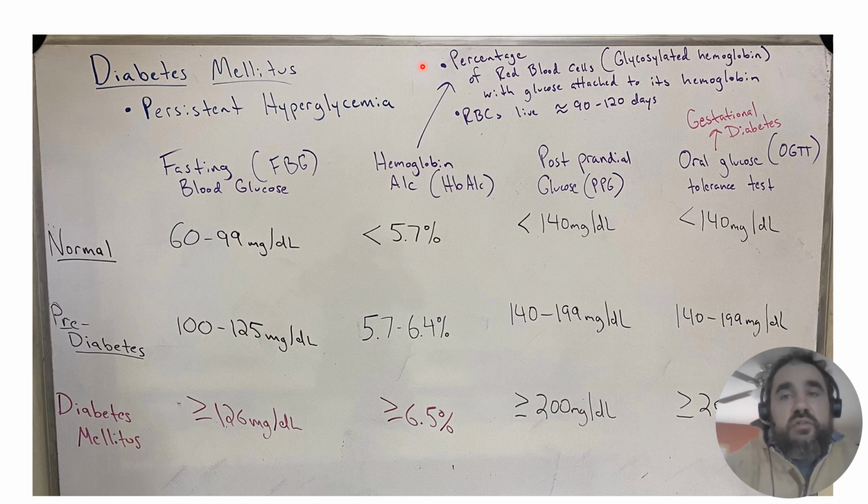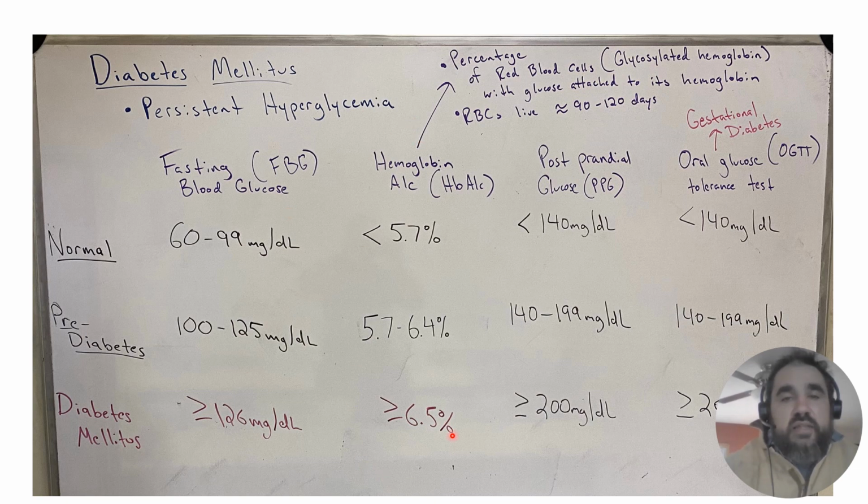So hemoglobin A1C, this test we discussed in class, is the percentage of red blood cells that are connected to glucose, or glycosylated, so glycosylated hemoglobin. It's a great test because red blood cells live about 90 to 120 days before the spleen takes them up. So it's showing how our blood glucose looked for the last 90 to 120 days. The fasting blood glucose tells what our glucose is right now, this second in time.